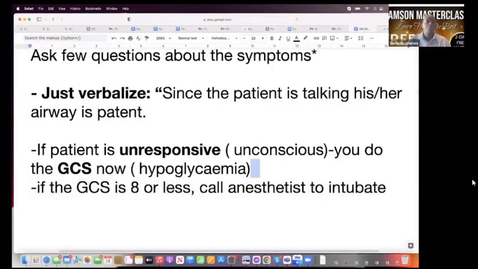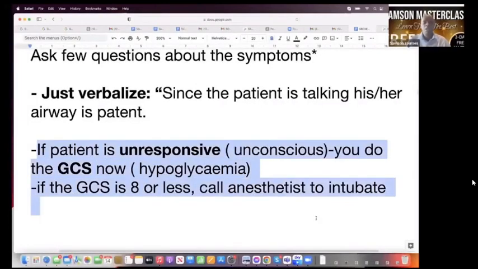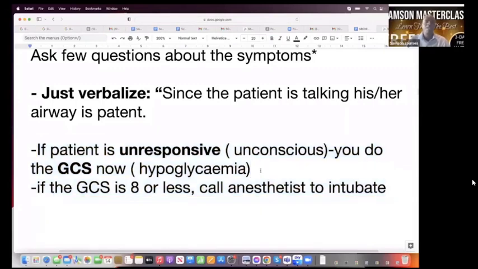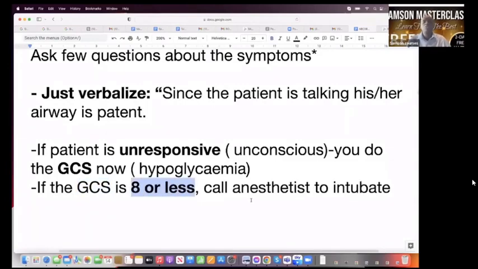So if the patient is unresponsive, which is our case in this situation: hello, Mr. Brown. Hello, Mr. Brown. Quiet, no response. Sometimes we may get help from the examiner, who may tell you, doctor, the patient is unresponsive. So, okay, since the patient is unresponsive, I will assess the GCS of the patient. We will speak a little bit later on how to assess the GCS. When you assess the GCS, if it's 8 or less, the airway is compromised, you call the anesthetist to intubate the patient.